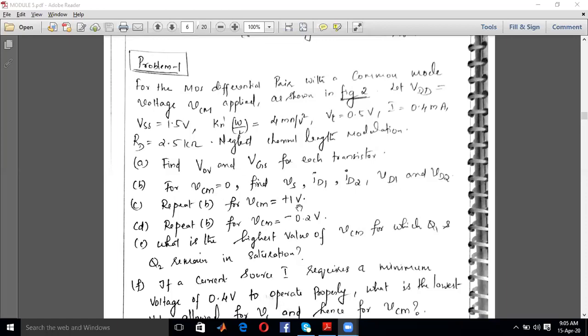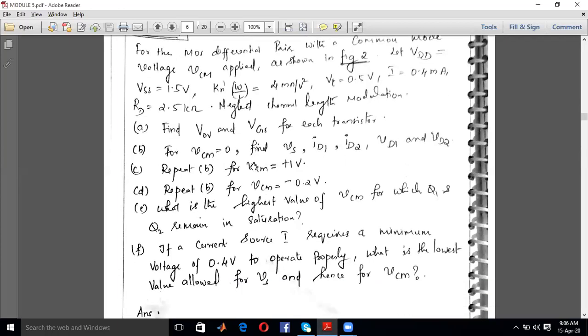So as the current is the same, there is no change in the differential output voltage, that is VD1 is equal to VD2. That is what you have to ensure with question number C, where you change the input from 0 to plus 1 volt. Again, in question number D, you change the input from 0 to a negative magnitude of minus 0.2 volt, and repeating question number B, you have to find all those parameters like Vs, ID1, ID2, VD1 and VD2.